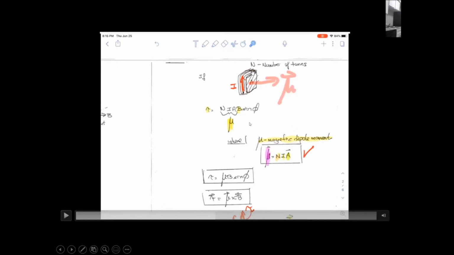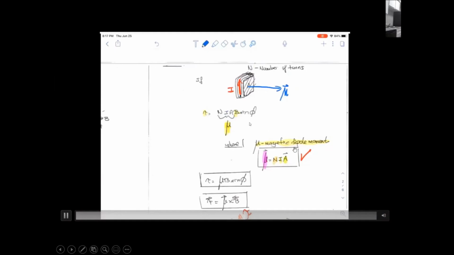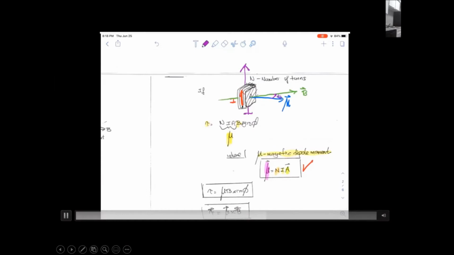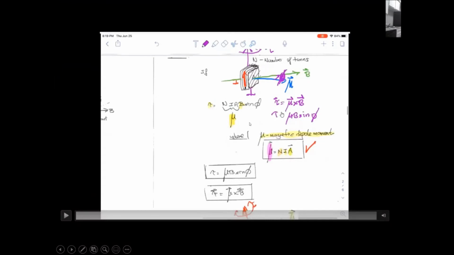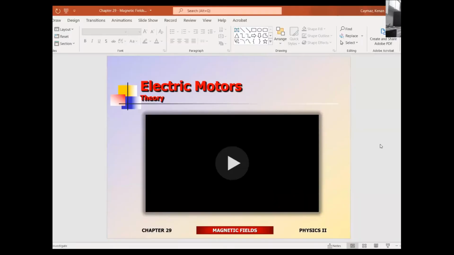It depends on the number of turns that you have, the amount of current in each turn, and the size of the area in the middle. If the magnetic dipole moment is not lined up in the direction of the external magnetic field, the loop is going to experience a torque to line itself up. This is the formula we use for that. Here's the cross product form, and here's the scalar form of it. That's pretty much it from chapter number 29.